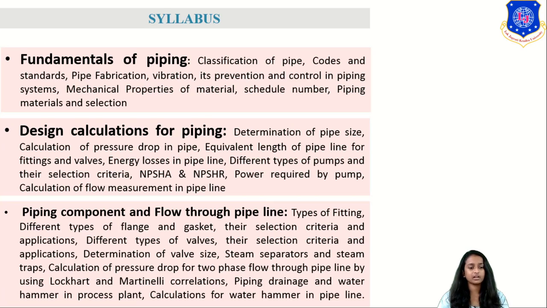Then we will calculate pressure drop for two-phase flow through pipeline by using Lockhart and Martinelli correlation, piping drainage and water hammer in process plant. Then calculation of water hammer in pipelines.